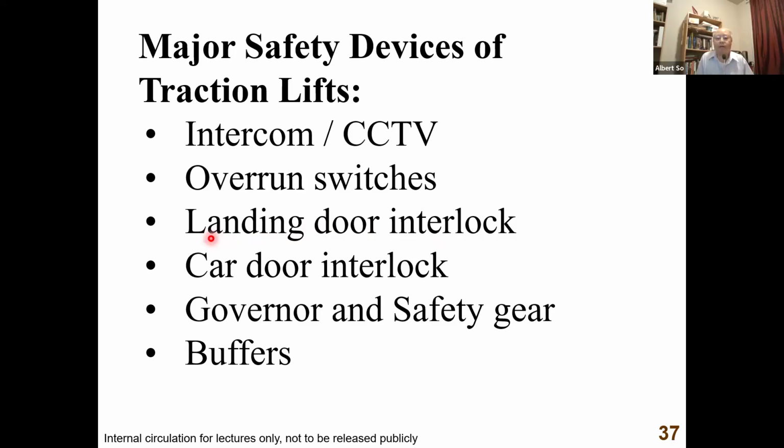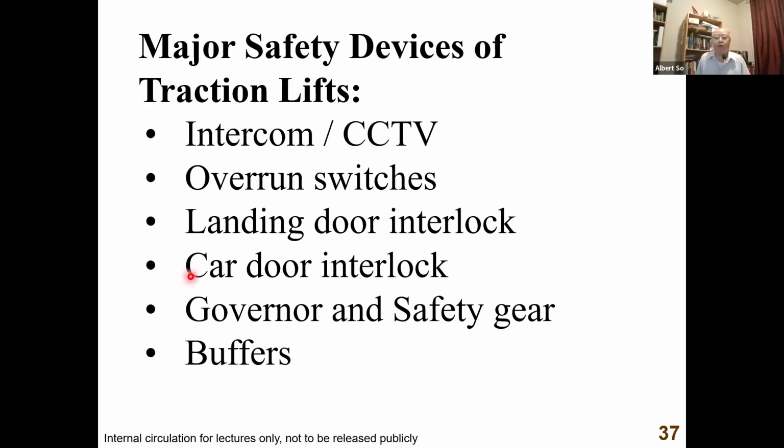Landing door interlock. For each landing there are landing doors. The lift car can only move when all landing doors are closed and locked. That's the technical requirement. All landing doors must be closed and locked before the car can go. So there's a series circuit linking all the landing doors together. Only when all doors are locked and electrically proven is the contact closed. Then the whole series is short circuit, and the car can go.